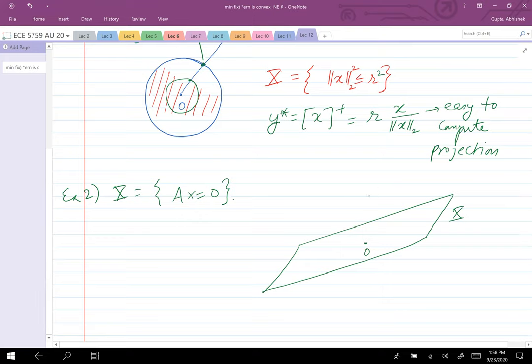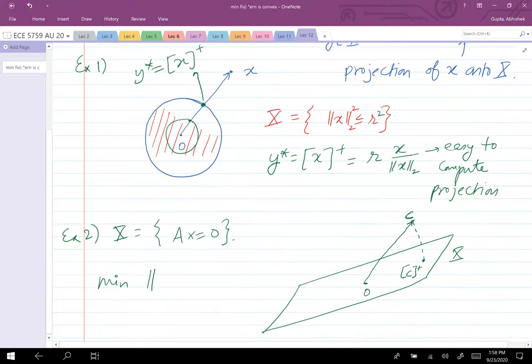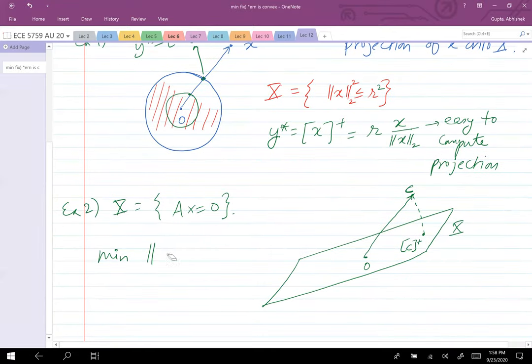And I have a vector. Let's say my vector is given by c. This is my vector, and I want to project it onto this particular plane. So this would be my projection of c onto this plane. Okay, so what's the optimization problem I need to solve in order to compute the value of this projected point? That'll be, I want to minimize the 2-norm of y minus c squared. Okay, that would be the projection. That is the projection of c onto this hyperplane.